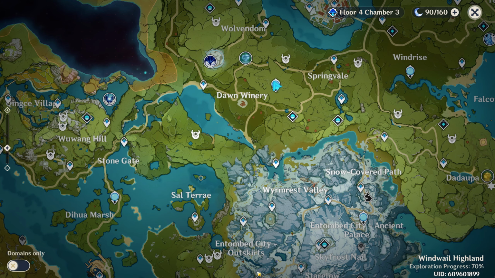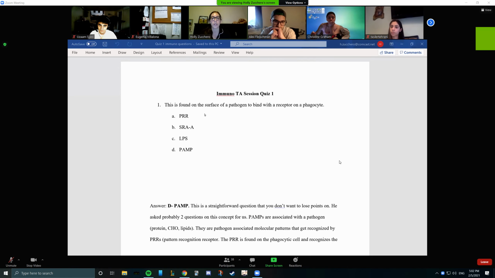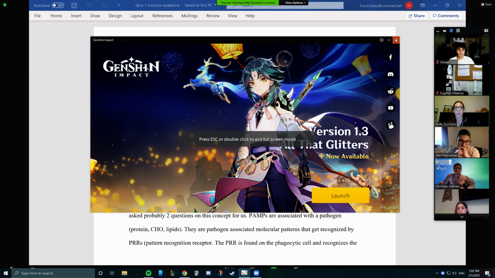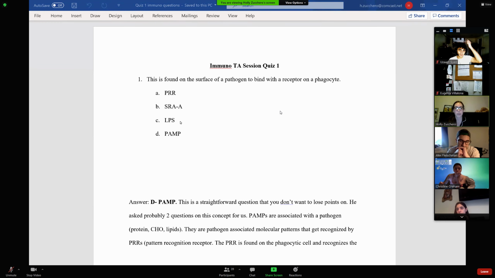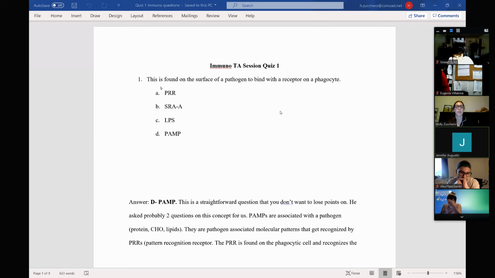And I really found that he did pull stuff directly from the slides. And this could be a really easy question that, if you didn't really emphasize it in your studying, you might have just looked at this and guessed. So a PAMP is found on the pathogen, and what it does is it binds to the PRR that is on your phagocytic cell. That stands for pattern recognition receptor.